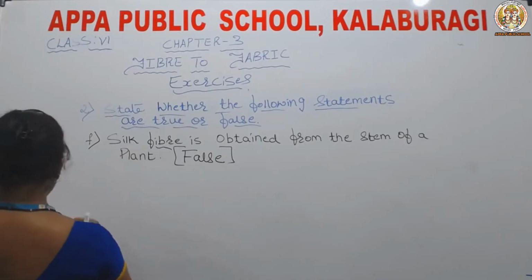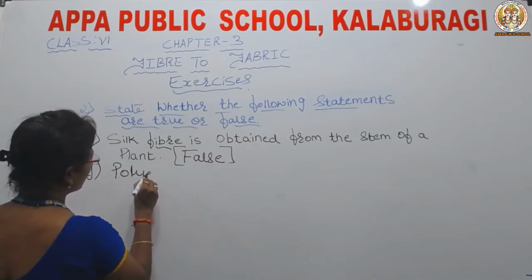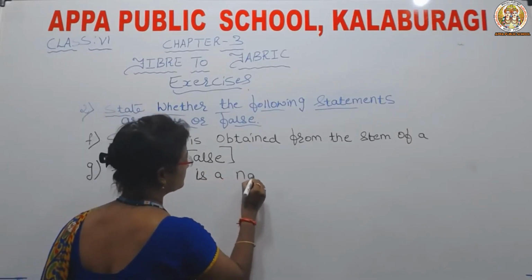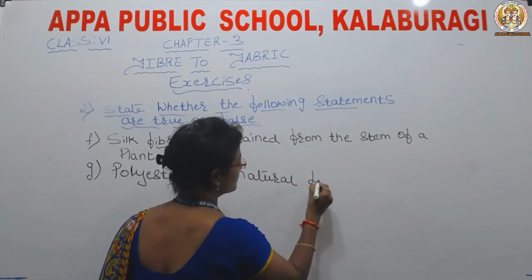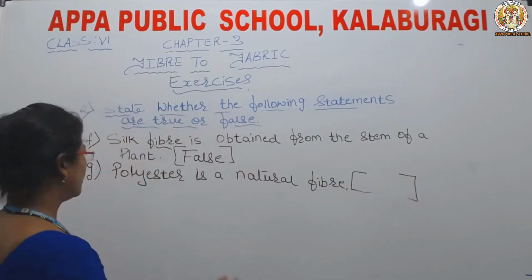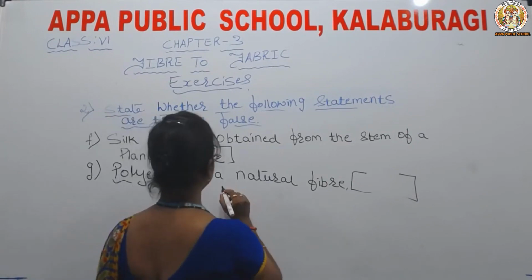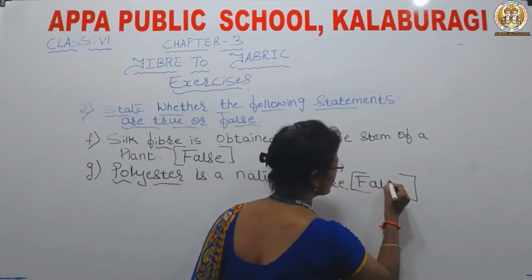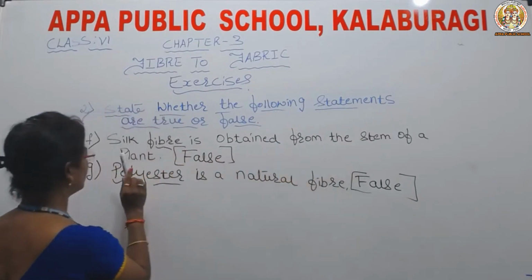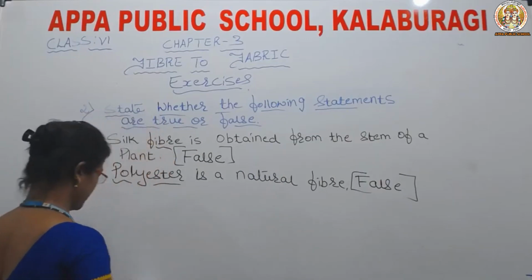Okay. So now the last statement, G. Polyester is a natural fiber. Whether the statement is true or false? Polyester is a natural fiber? No, it is synthetic. So polyester is a natural fiber is false. Is that clear? Okay. Silk fiber is obtained from the stem of a plant is also a false statement, and polyester is a natural fiber is also a false statement.